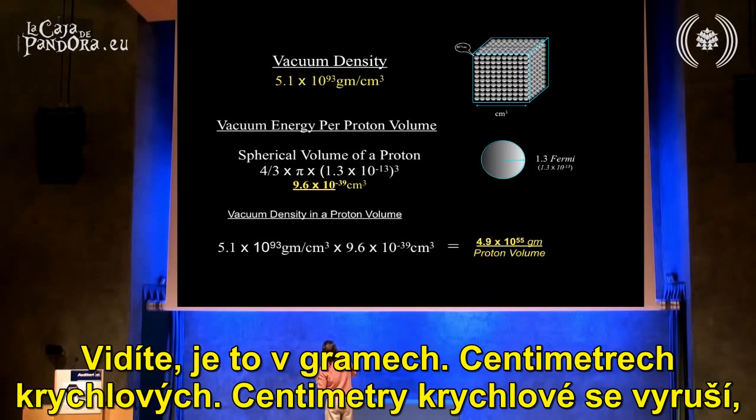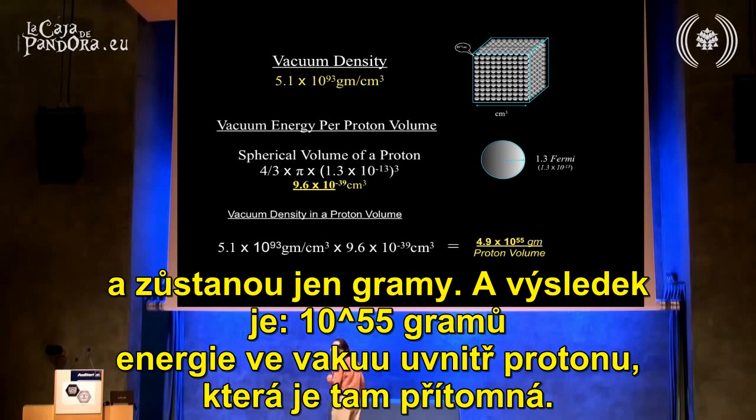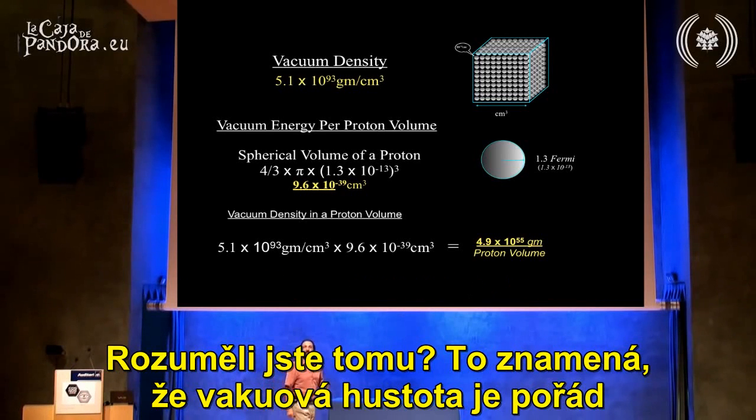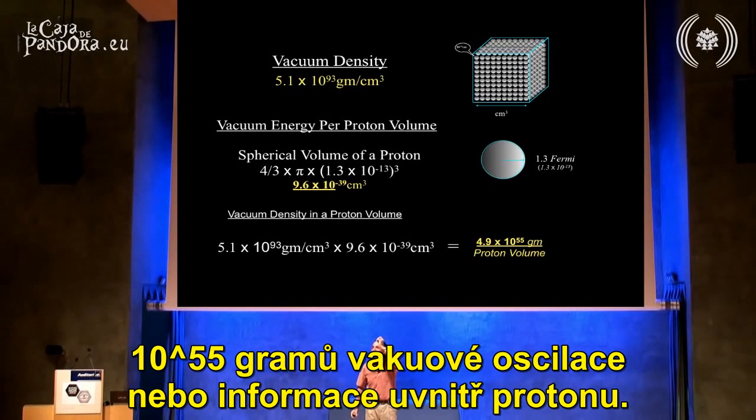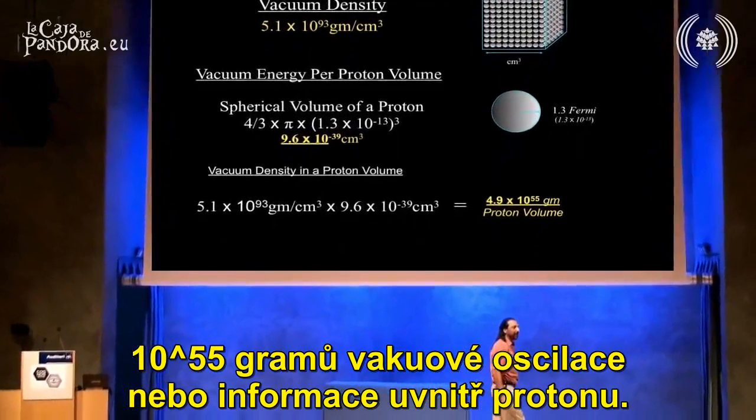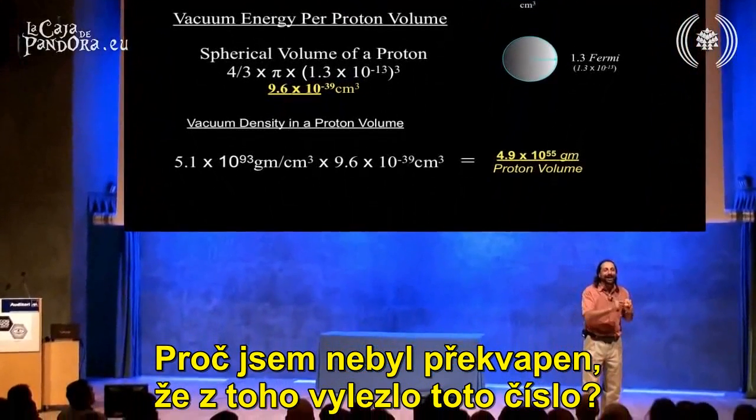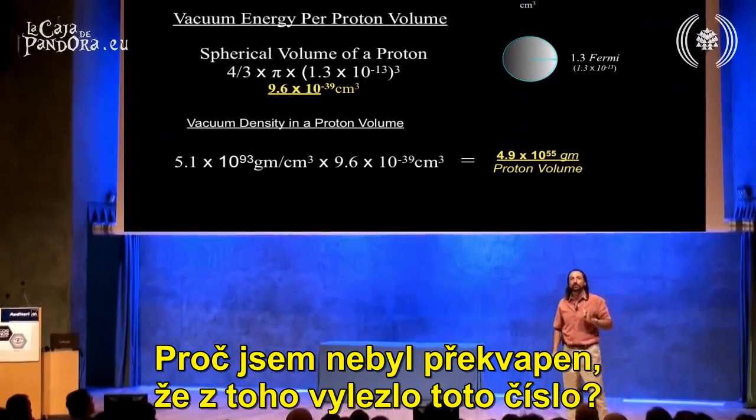So you see, it's in grams per cubic centimeter. The cubic centimeters cancel out, it leaves grams. And that's 10 to the 55 grams of energy in the vacuum that is still present inside the proton. Did you all follow this? That means there's still 10 to the 55th grams of vacuum oscillation, of information, inside the proton. Why was I not surprised for this number to come out?